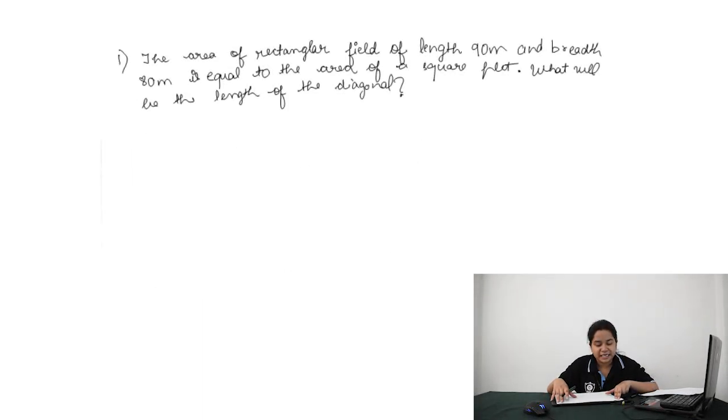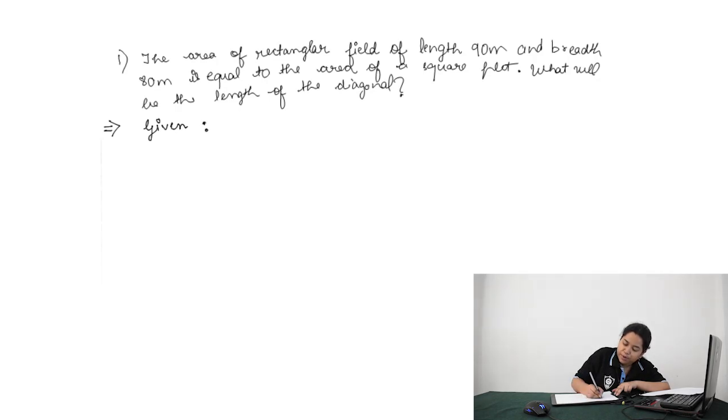The first problem we are taking is: the area of a rectangular field of length 90 meters and breadth 80 meters is equal to the area of a square plot. What will be the length of the diagonal then? So for this, what we can do is, we should first summarize what all things are given. For example, over here, we are already given that the area of square is equal to the area of the rectangle.